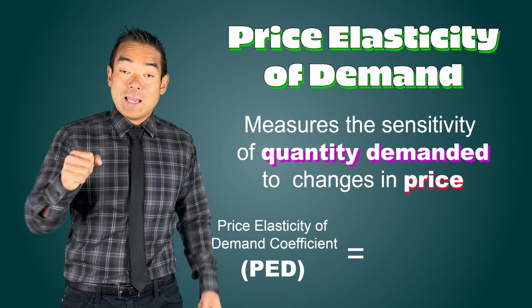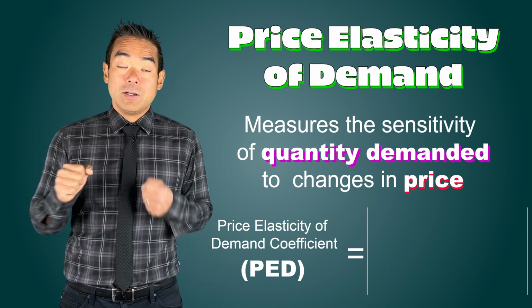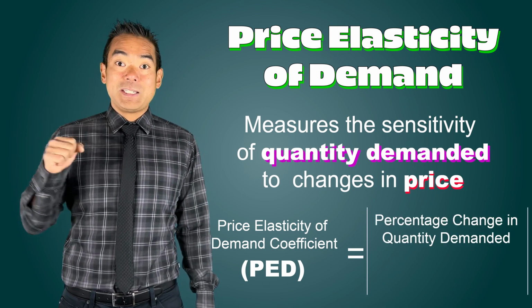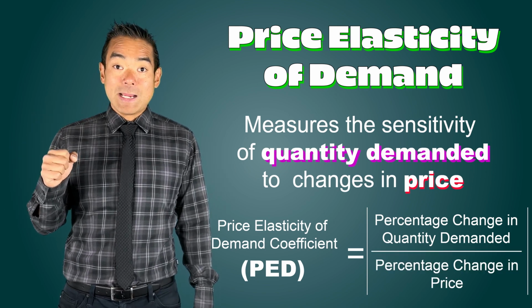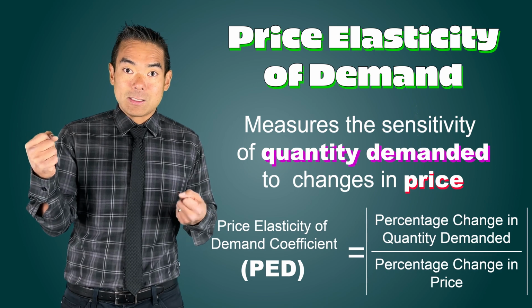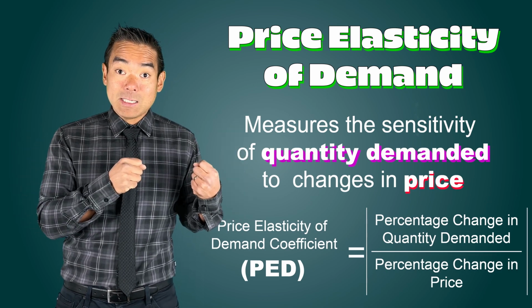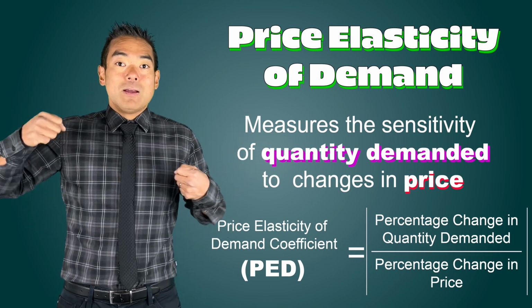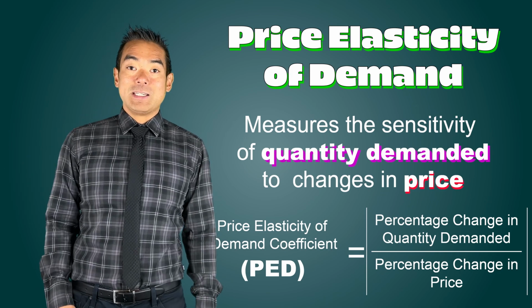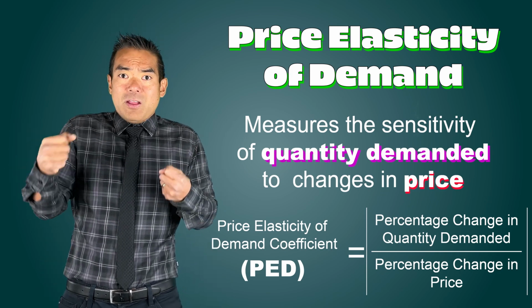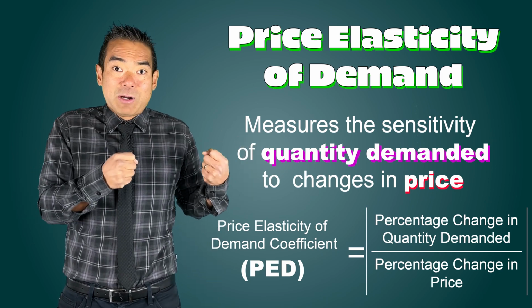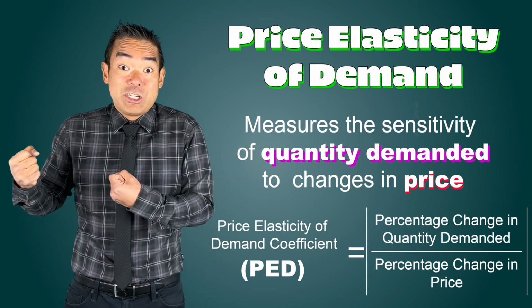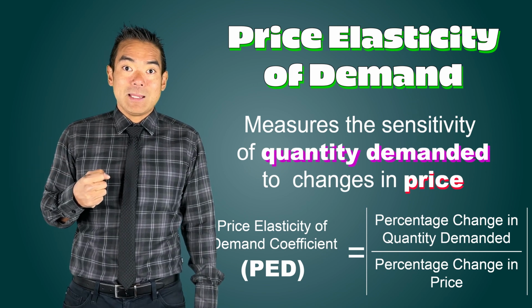PED equals the absolute value of the percentage change in quantity demanded divided by the percentage change in price. So we focus on two things: the percentage change in price and the resulting percentage change in quantity demanded. Why do we focus on the percentage change in price and quantity and not just the total change in price in dollars and the total change in quantity just in units that people will buy?